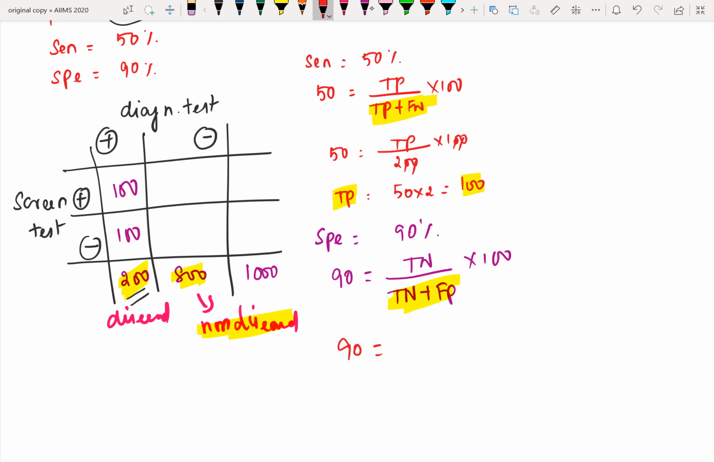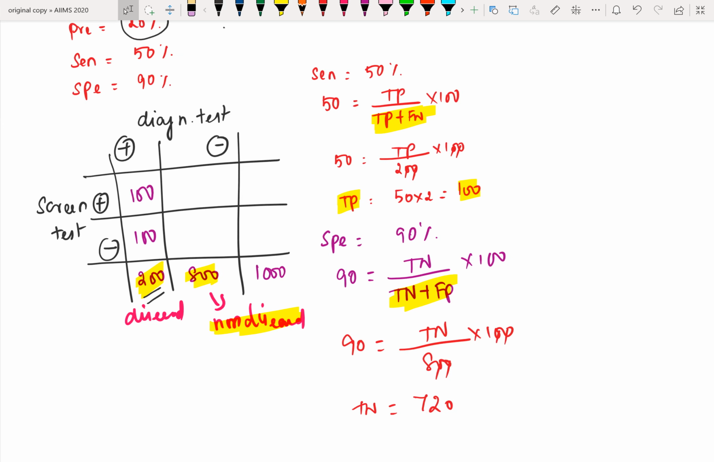So 90 is equal to true negatives by 800 multiplied by 100. So true negatives is equal to 720. It comes to 720, right? So are you able to follow? True negatives is 720. How much is remaining? 800 minus 720 is 80. So this is 180. This is 820.